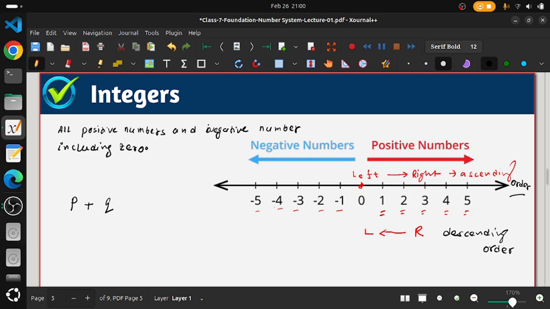Right of the given number means, for example, if I take P is equal to 2 here, I'm just taking the example here.